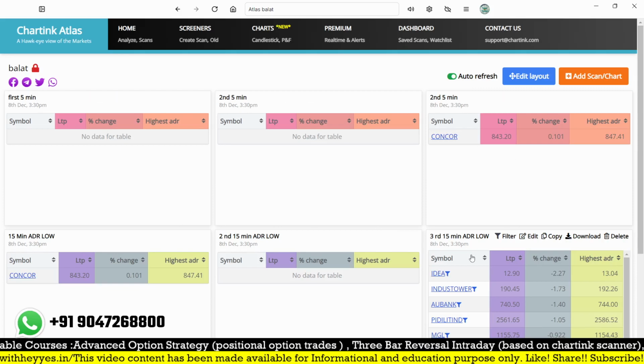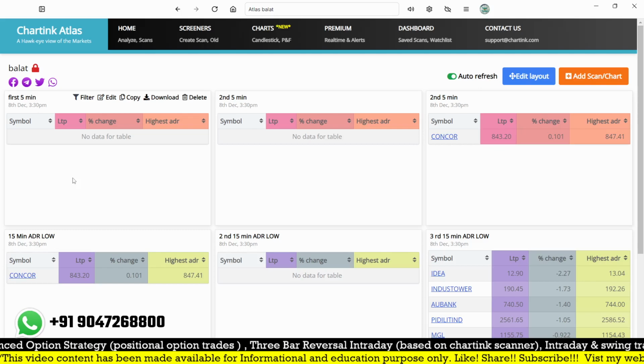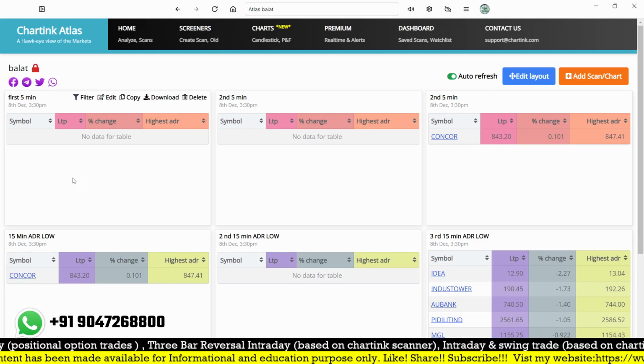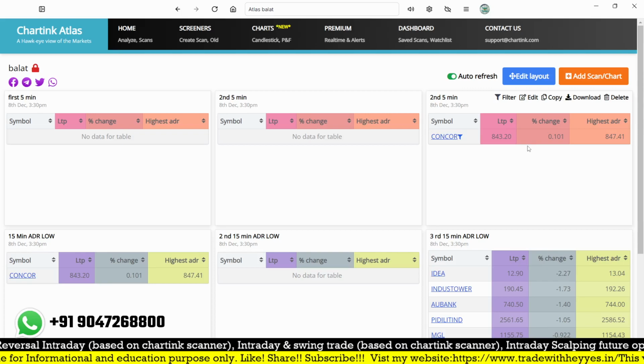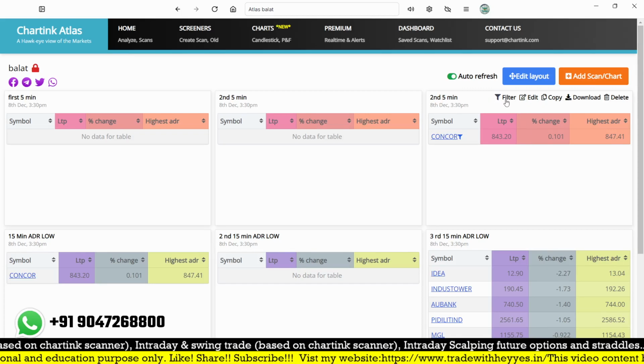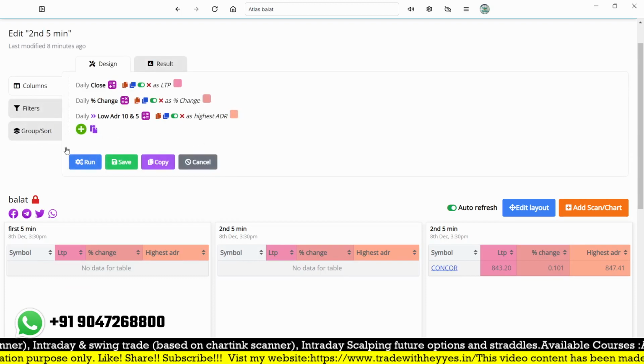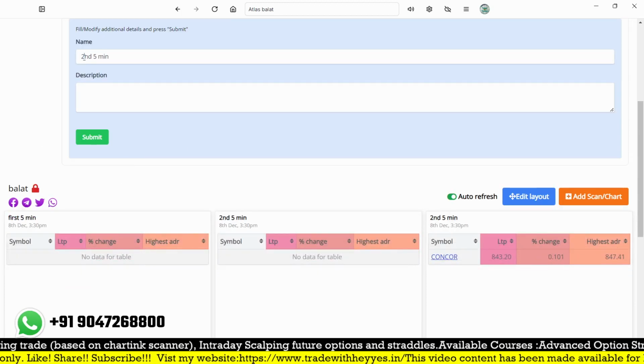Okay, so this is the detail. In the first 5 minutes, I don't get any stock. In the second 5 minutes, I don't get any stock. In the third 5 minutes, I have the stock Container Corporation in 5 minutes. So this is about the third 5 minutes, not the second one. So simply we can say this is in the third 5 minutes.